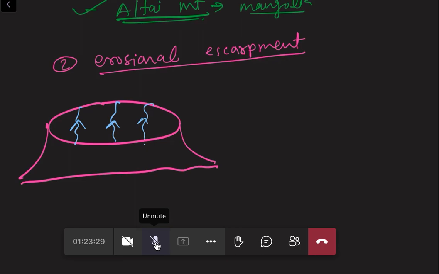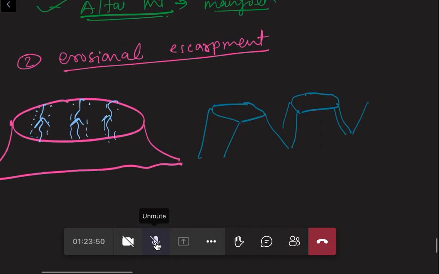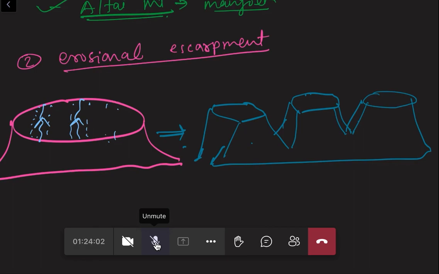Slowly, what happens? These rivers start eroding the material on this plateau, and this plateau gets dissected into different hillocks or hills. Now this was only one plateau. Now we can find that there are three different hills because of these rivers. If there are two rivers, then you get different escarpment plateaus.